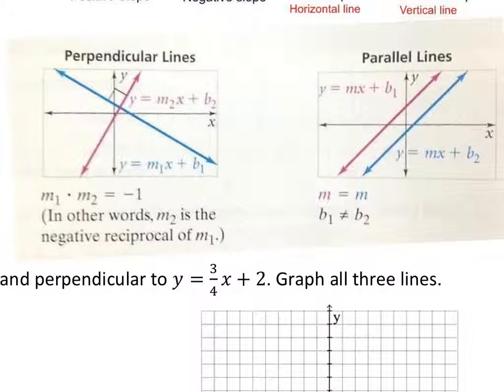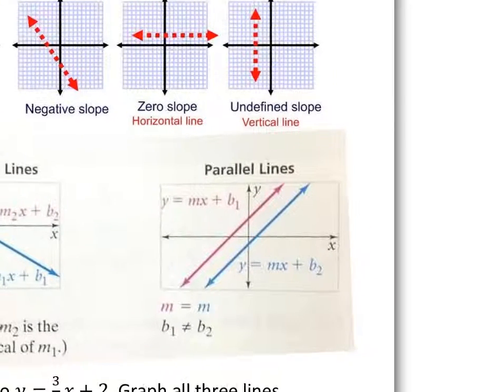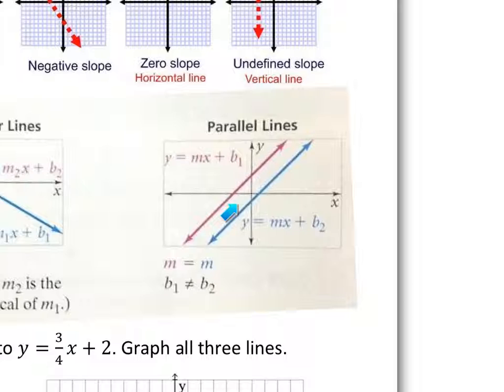Okay, now let's talk about parallel lines and perpendicular. I'm going to start with parallel. What's the relationship between parallel lines, like their slopes? Both the same. Their slopes are the same. Okay, m equals m. It'll just be their intercepts that are different. If their intercepts match, then they're just the same line. But if their slopes are the same and intercepts are different, the lines are parallel.